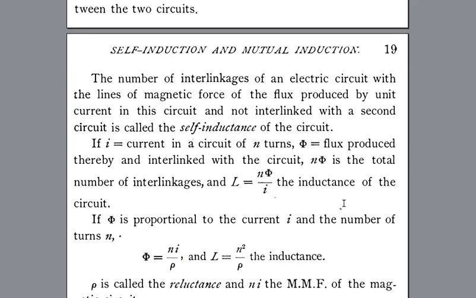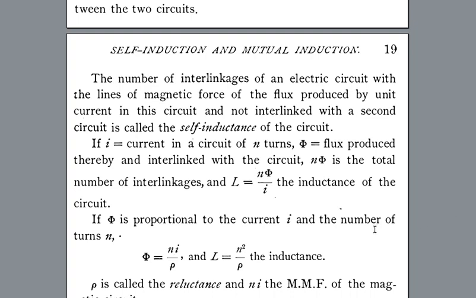The number of interlinkages of an electric circuit with the lines of magnetic force of the flux produced by unit current in this circuit and not interlinked with a second circuit is called the self-inductance of the circuit. If I is the current in a circuit of n turns, and phi is the flux produced thereby and interlinked with the circuit, then n phi is the total number of interlinkages, and L equals n phi over I is the inductance of the circuit.